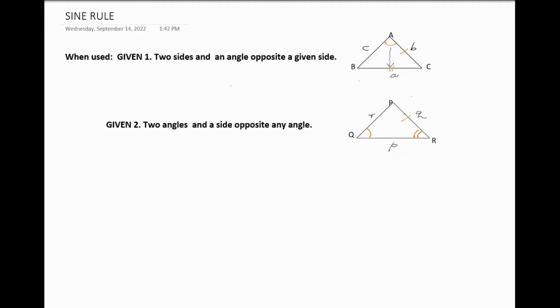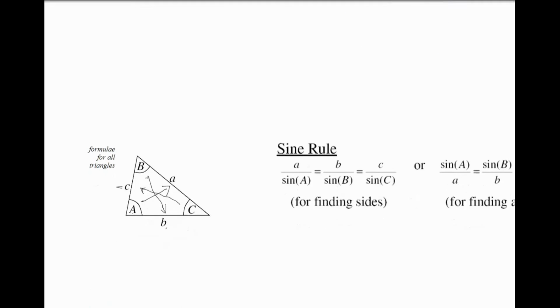In the next case, you have to have two angles and a side opposite one of the angles. In this case here, we have the angle at Q and the angle at R given, and we are given the side q, which is opposite the angle Q. So we can find side r or p using the sine rule, which we are going to take a look at an example of how we do that.